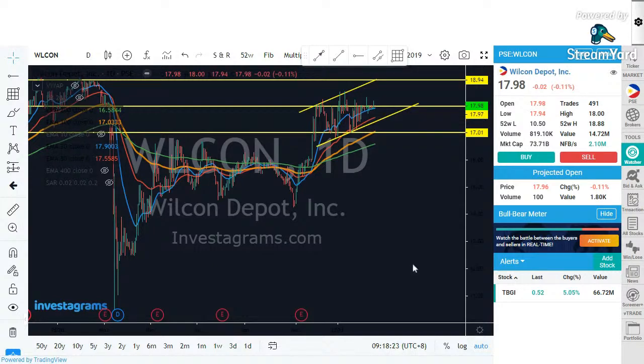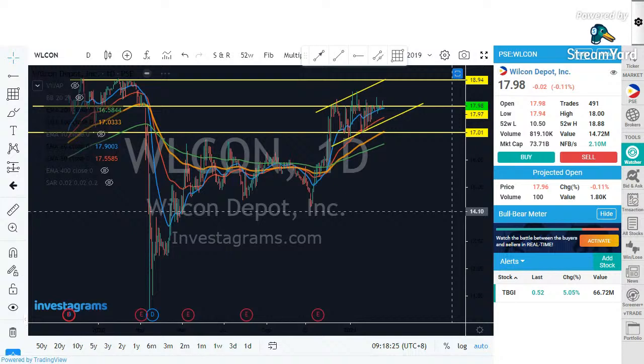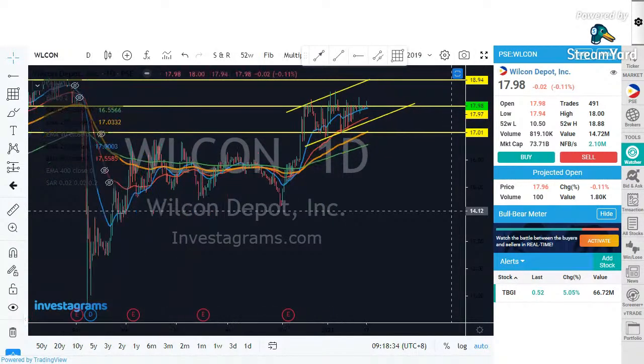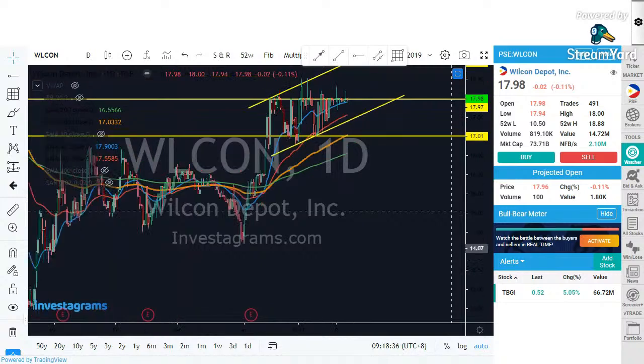So this is the movement of Welcome. If you have a position for Welcome, you bought it in the bottom. So we see this area there. How many times has it been rejected? No, it did not break this area here.